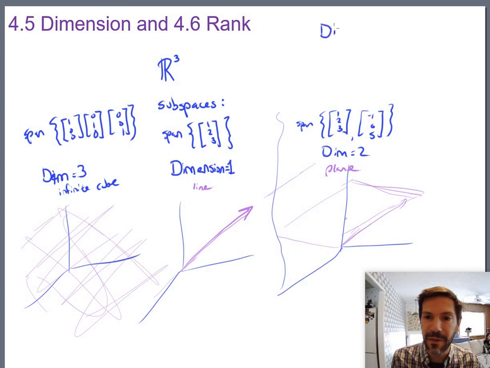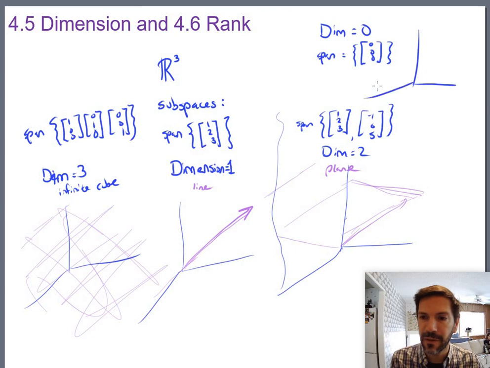And finally, if we take a look at a dimension 0 subspace of R3, that would just be the span of just the 0 vector. And all multiples of the 0 vector, whatever you multiply it by, you're just a point. You sit right on the origin. That's all you get out of this. A line is 1-dimensional, a plane's 2-dimensional, an infinite cube is 3-dimensional. A point is 0-dimensional.